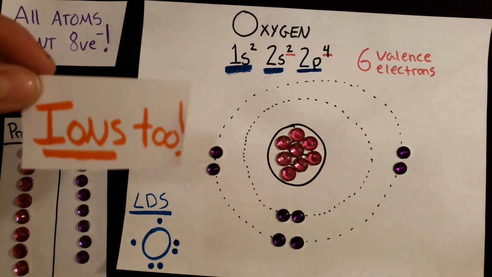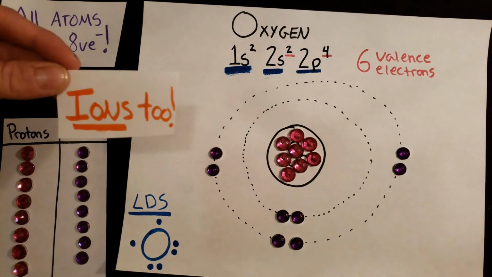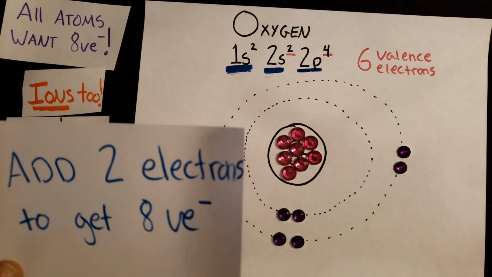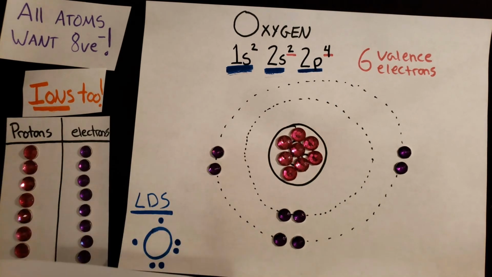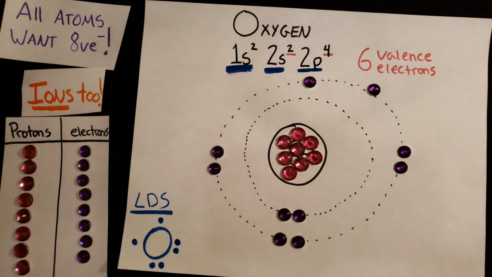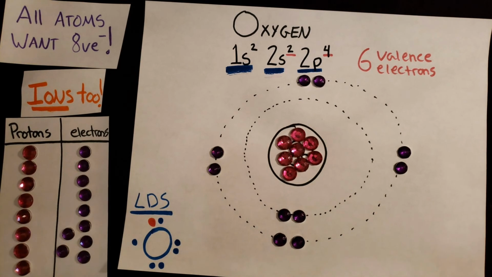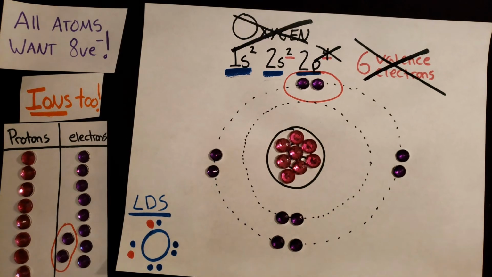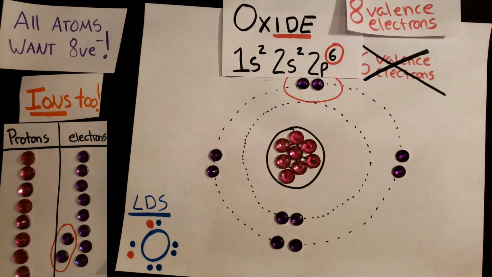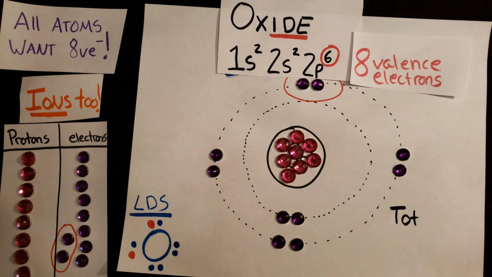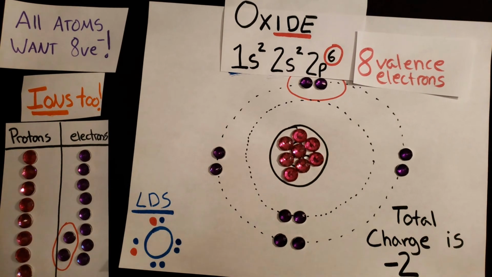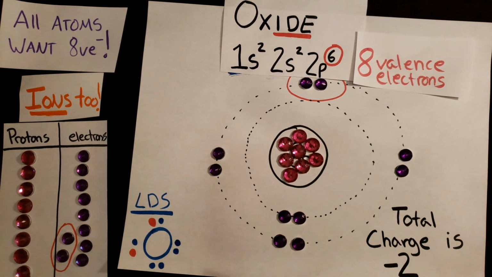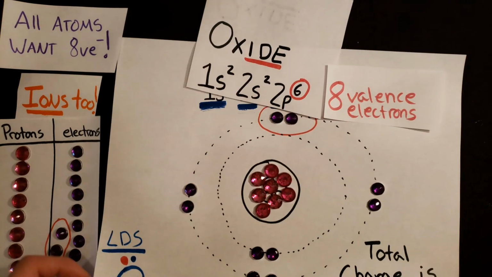In fact, oxygen will become an ion once it gets 8 valence electrons. So we're going to go ahead and add 2 valence electrons. And when we do that, we actually change a lot about oxygen. It no longer has 6 valence electrons. Its electron configuration is different, and it has 8 valence electrons. It's also now called the oxide ion. It's an anion, because we've now added 2 electrons. So it is now negatively charged by 2.